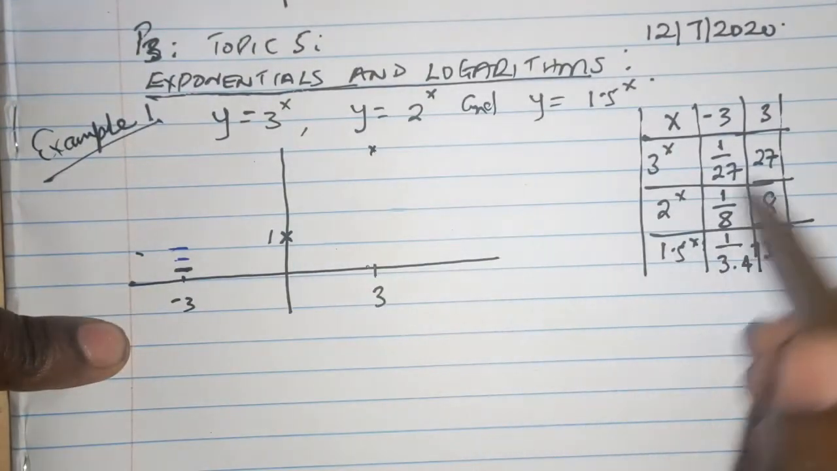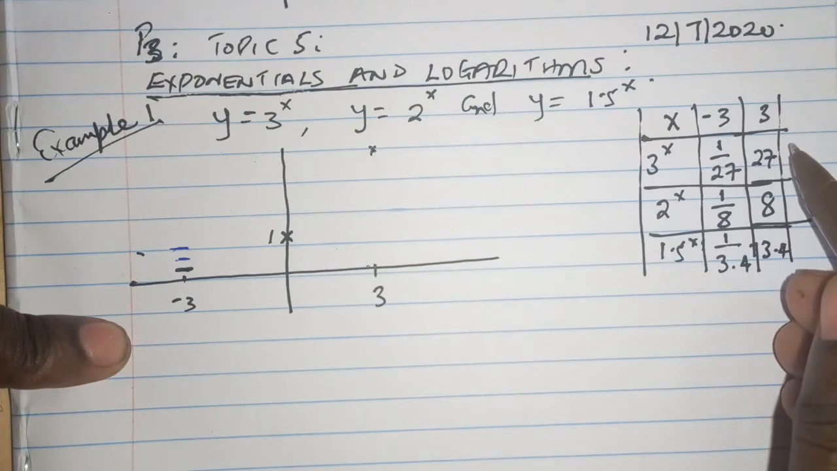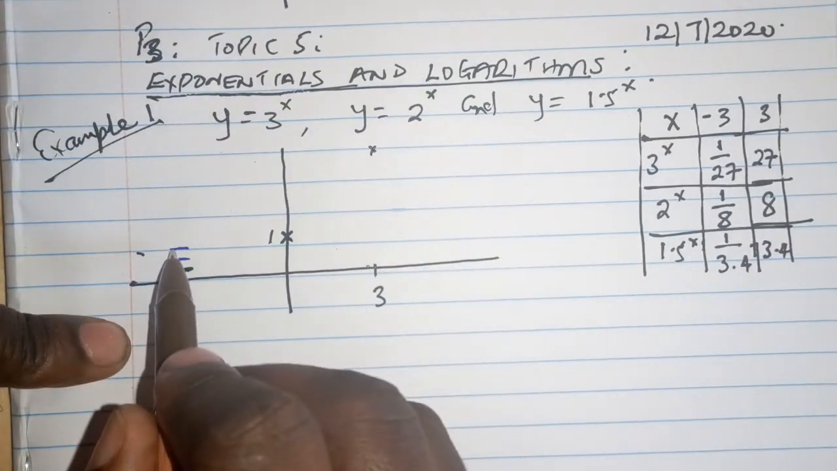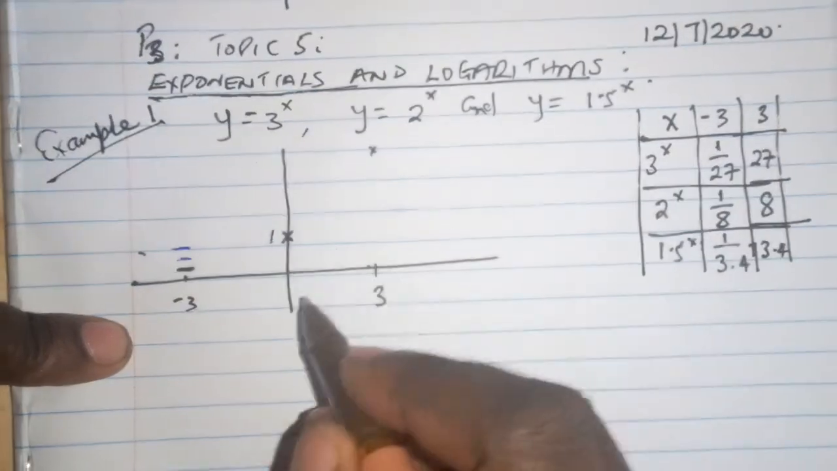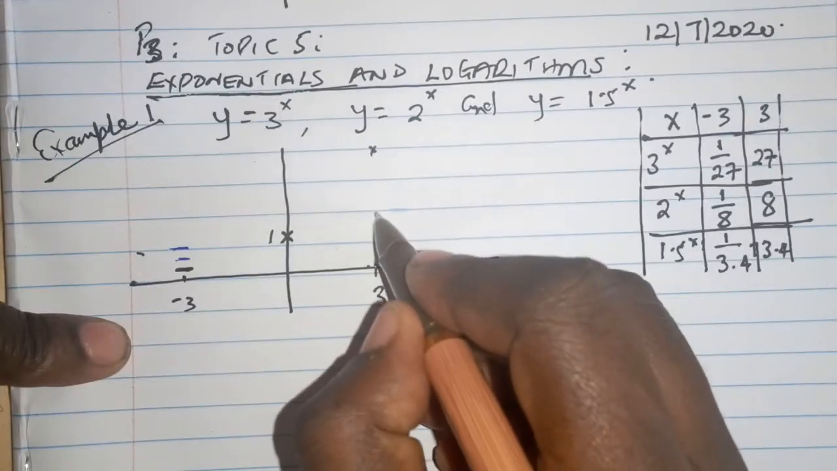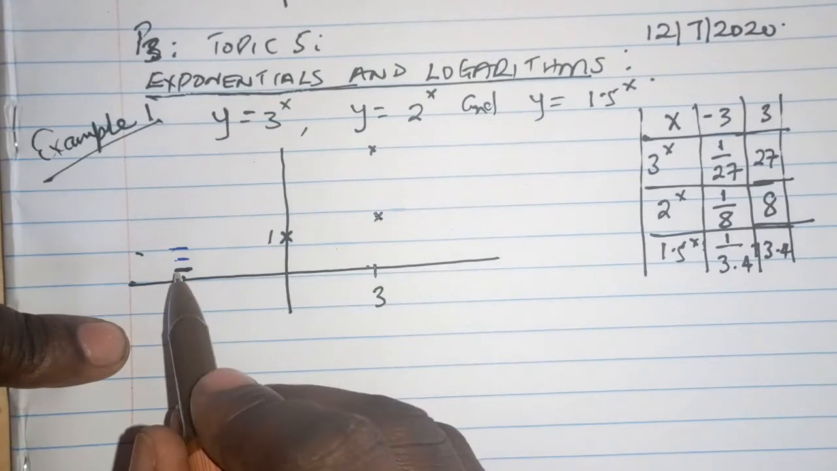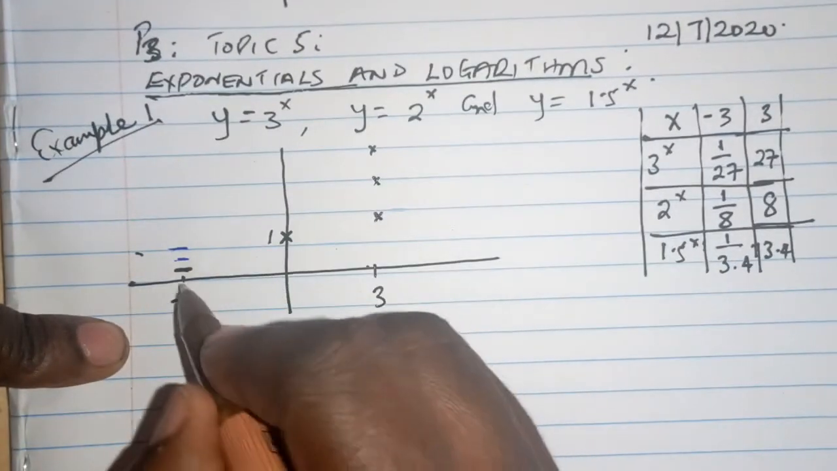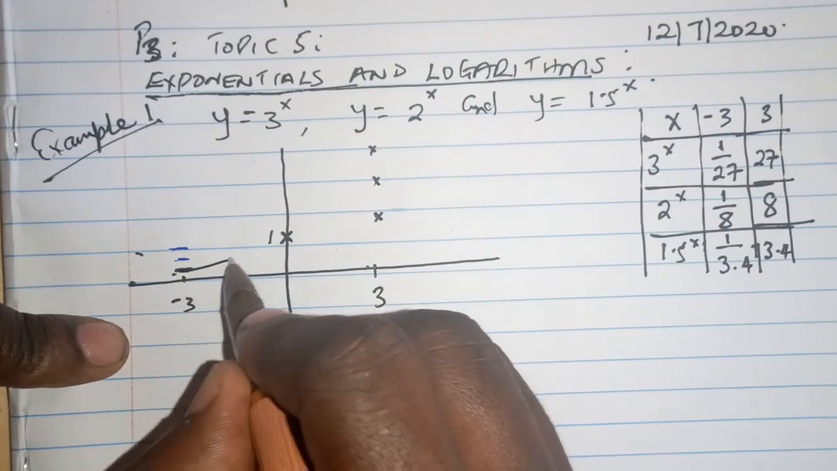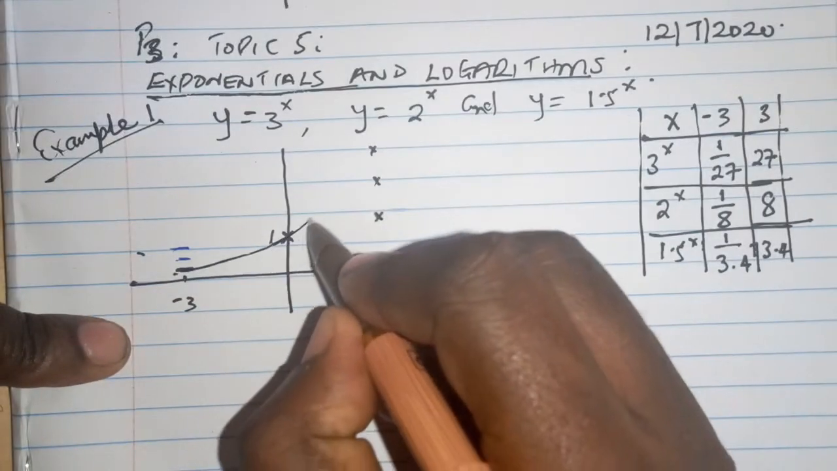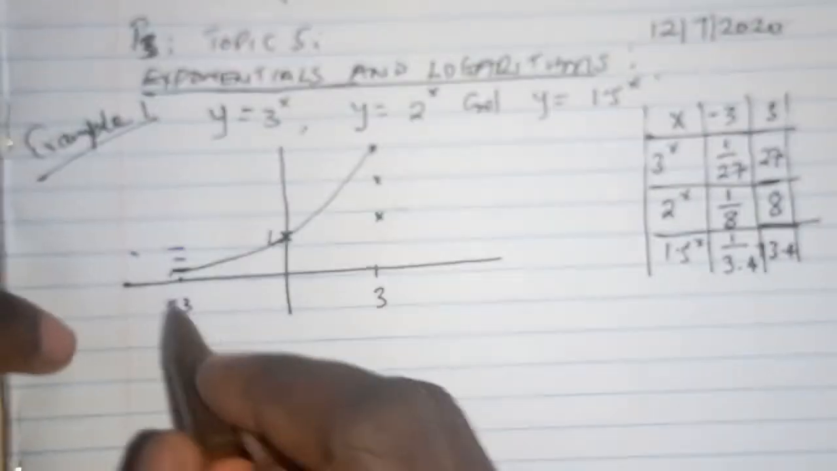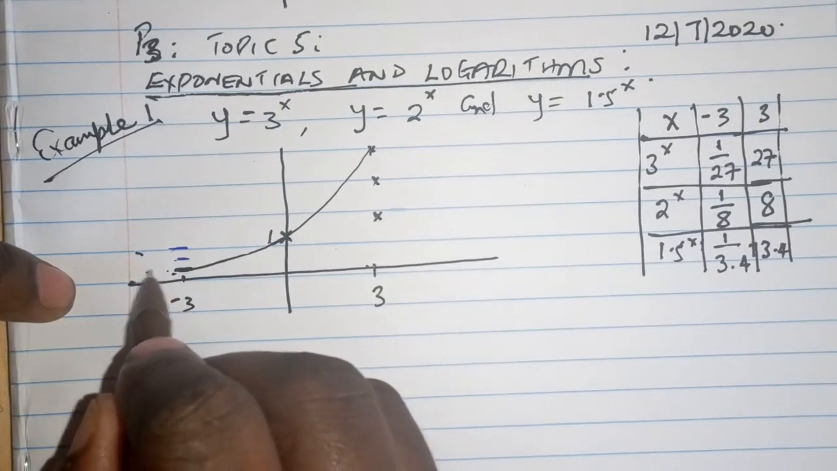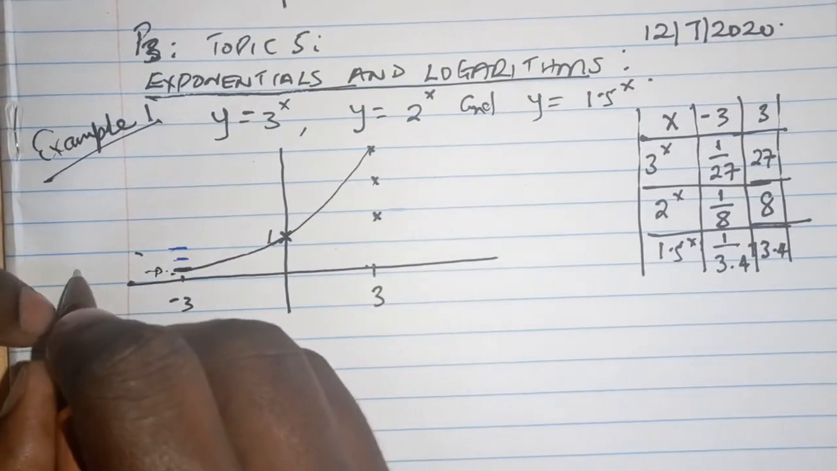When x is now positive 3, the graph that was the highest here is now the smallest there. And of course, the graph that was in the middle still remains in the middle. So we are going to talk about this graph passing through (0, 1) and label it as 3 raised to power x.